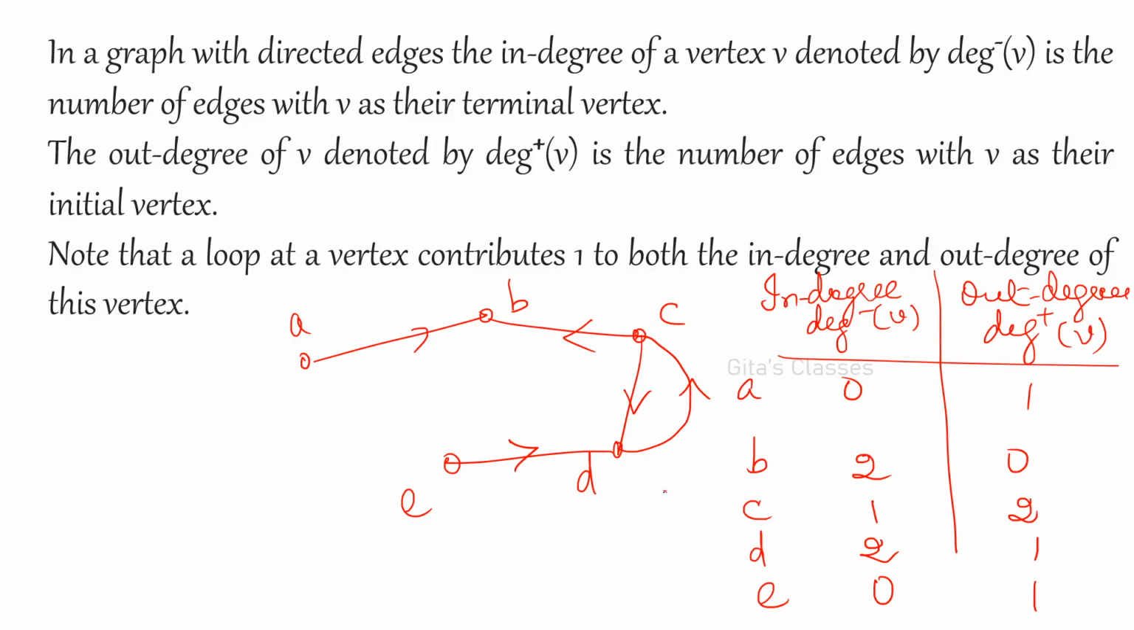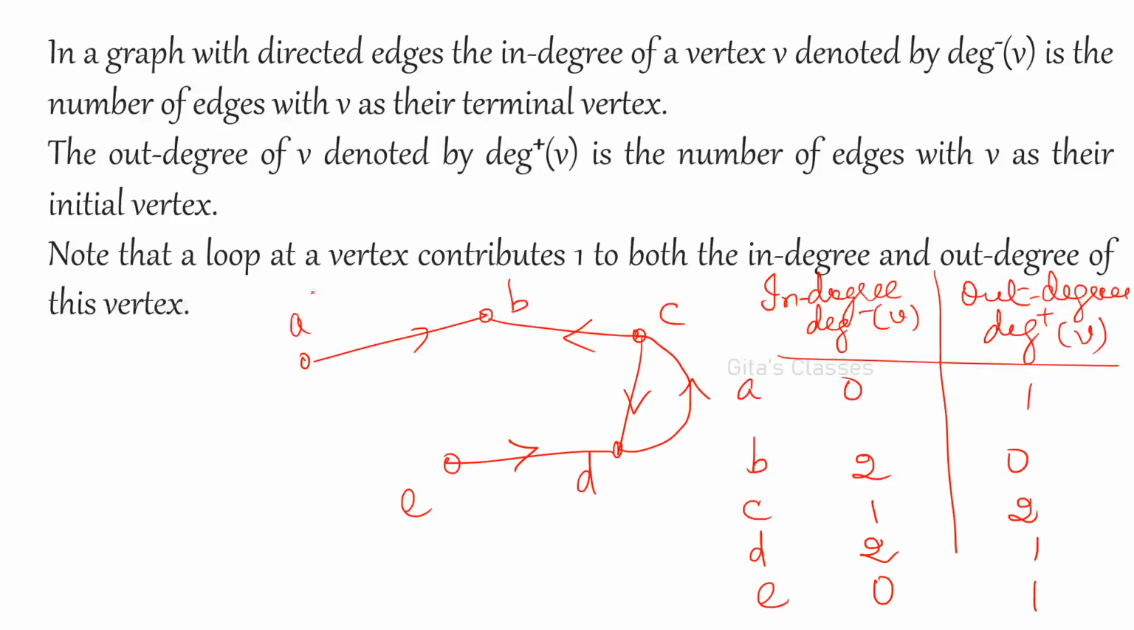What is the degree of vertex D? 2 plus 1, 3. You can see how many edges are incident. Without the arrows, if you consider, there will be 1, 2, 3. So the total degree is 3, which means the sum of in degree and out degree.